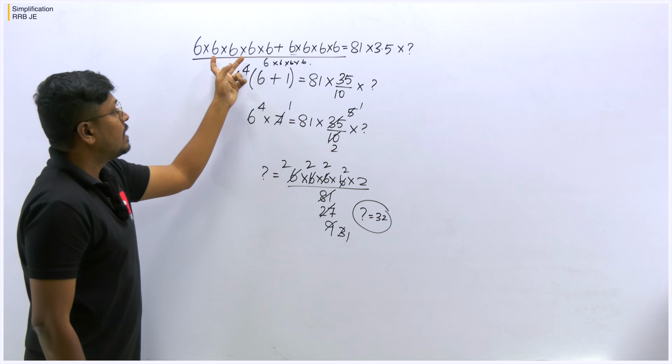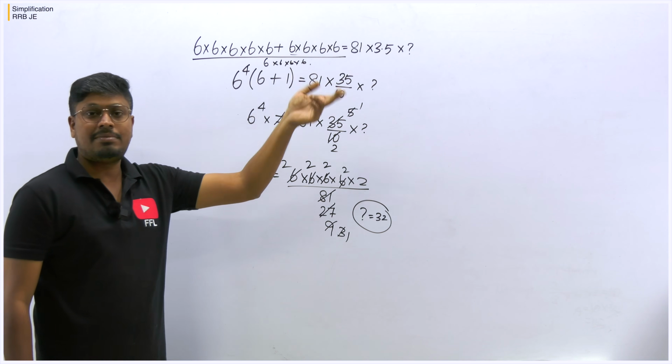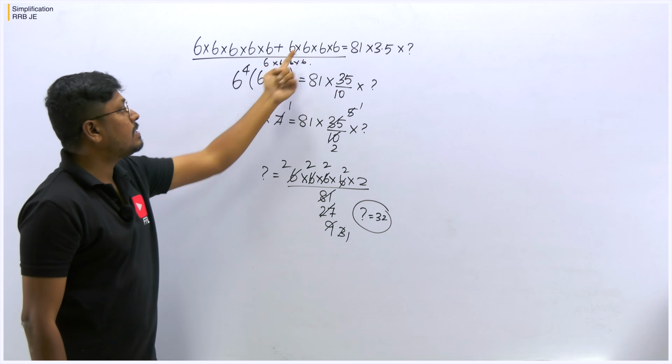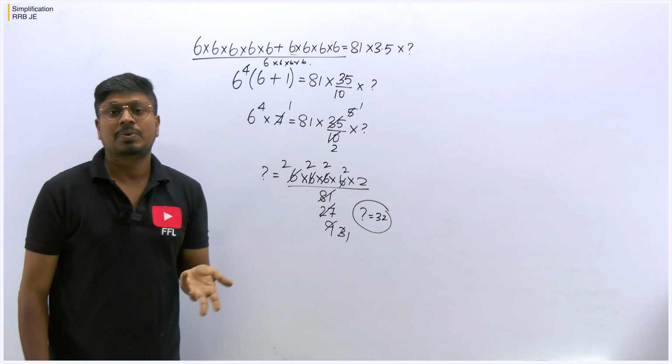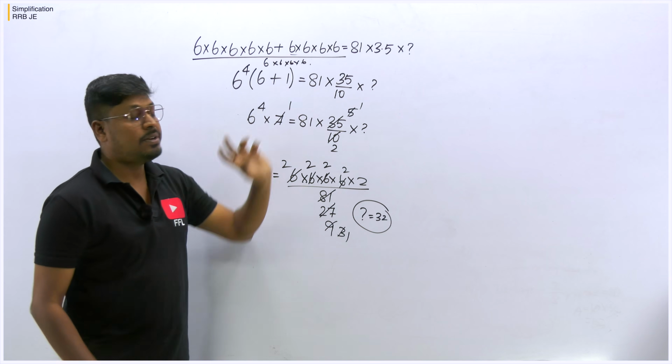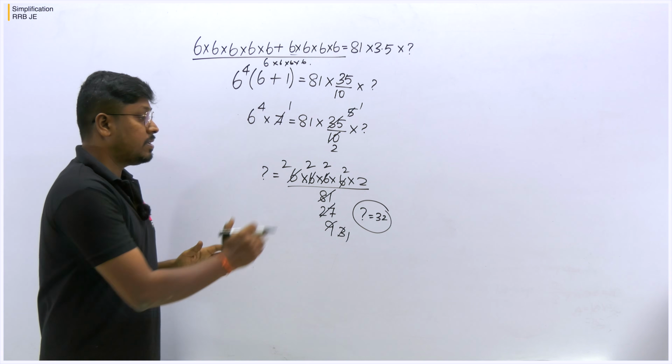So here we have 6 5 times, and here we have 6 4 times. So I have taken 4 times 6 common. The remaining is only 6 and 1, so the total will be 7, and then we can cancel and find the answer. Right? So if you see these kinds of numbers, always try to take some numbers outside as common. So that is the answer for this question.